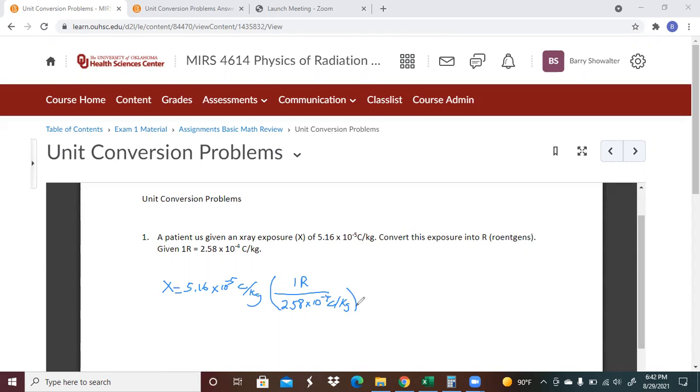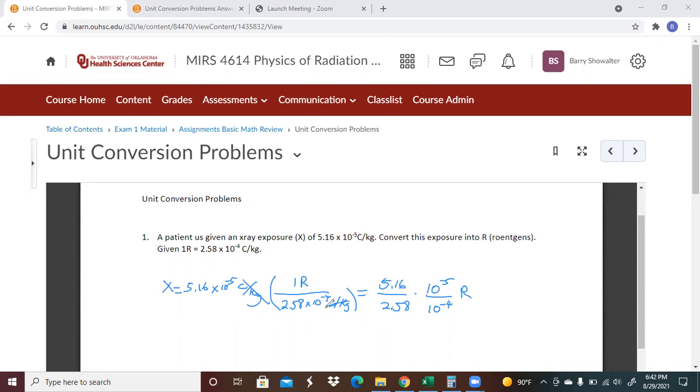coulombs per kilogram. Now what's going to happen here? The coulombs per kilogram are going to cancel. That leaves us with Roentgens. So now we've got 5.16 over 2.58. So weird looking 5, but there we are. Times 10 to the minus fifth over 10 to the minus fourth. So, and then at the end here, we'll have Roentgens.